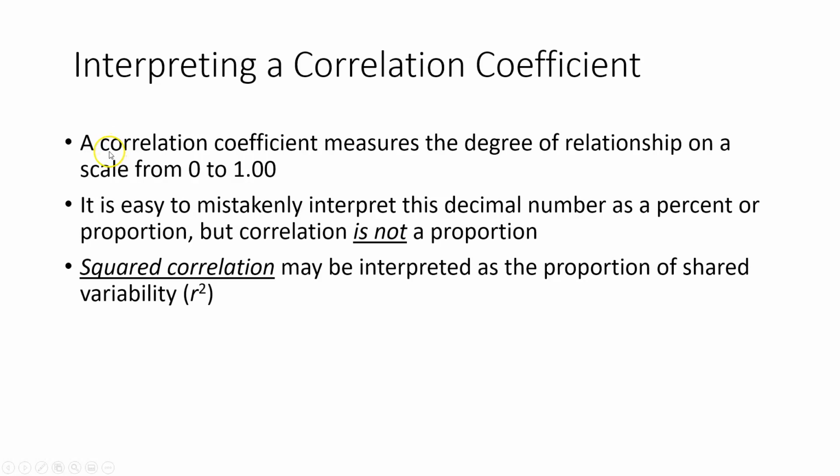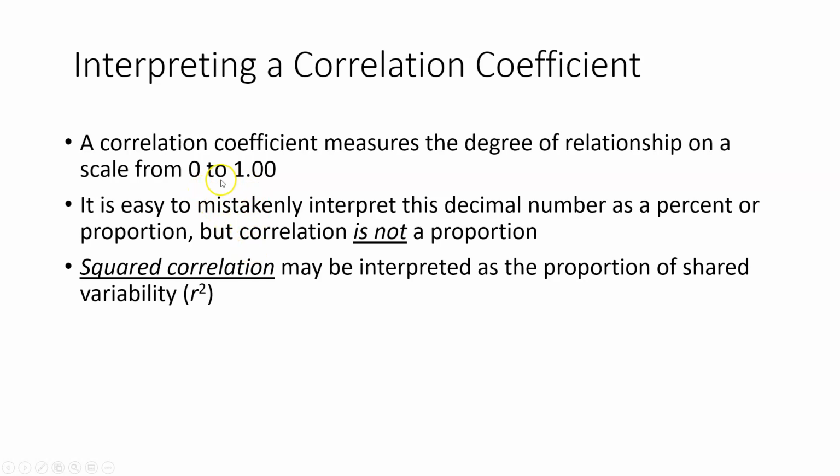Now, as I've said before, a correlation coefficient measures the degree of relationship on a scale from 0 to 1. But because of that, it's easy to mistakenly interpret this decimal point as a percentage or a proportion. But it's not. It's not a proportion or a percentage, so don't interpret it like that. Just recognize that what it means is, if you have a correlation of 0, it means no correlation. And a correlation of 1 means a perfect correlation. And anything between these values indicates weaker or stronger depending on where it falls in this range.